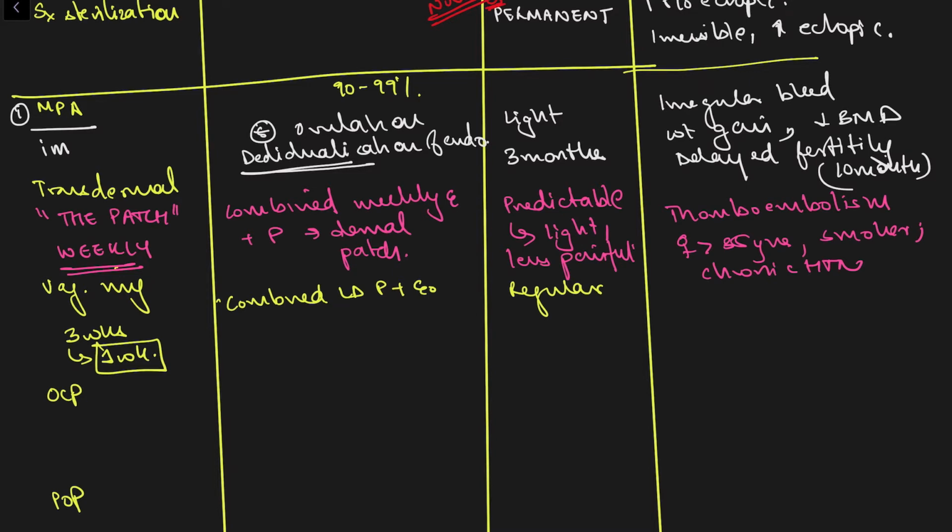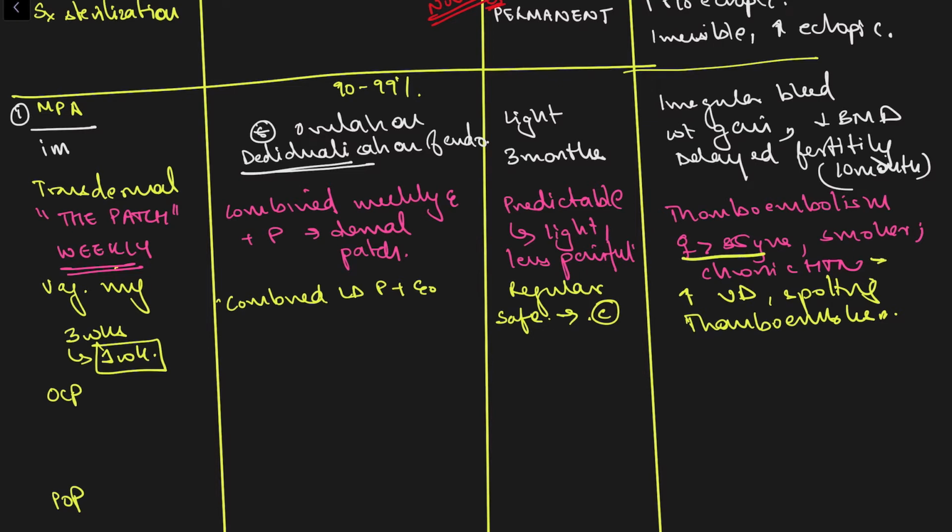Right, and one more advantage is that it is safe even when used continuously. Okay, the disadvantage is that since it's a ring, it increases vaginal discharge. There is spotting in the first 2 months. There is also risk of thromboembolism. Again, in smokers, female more than 35 years, and patients of chronic hypertension.